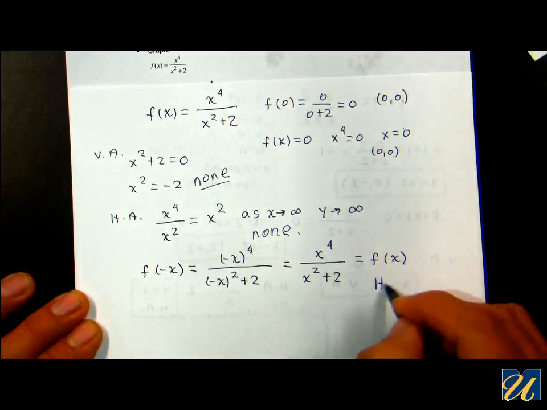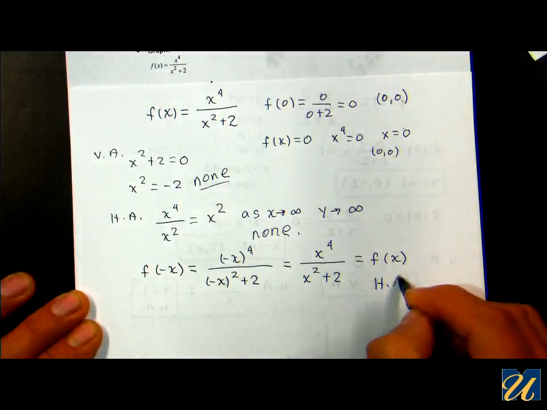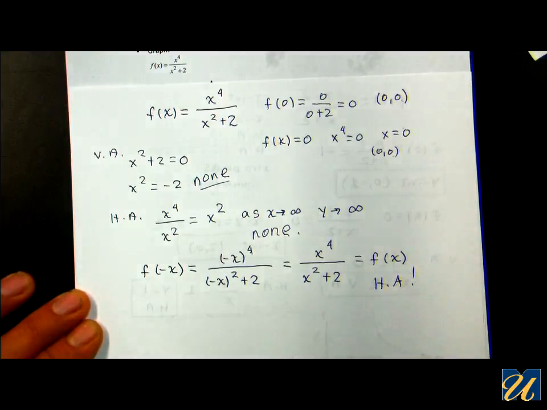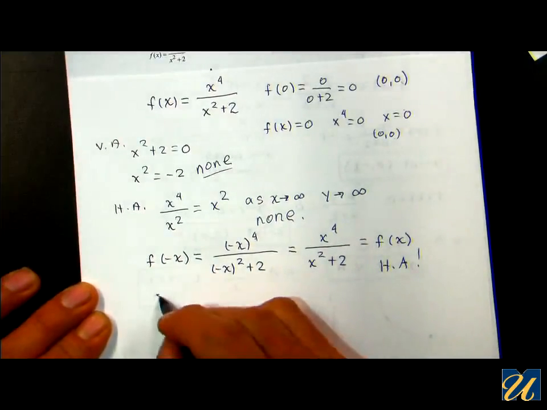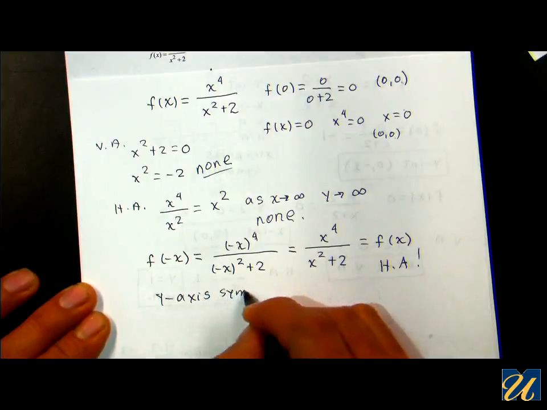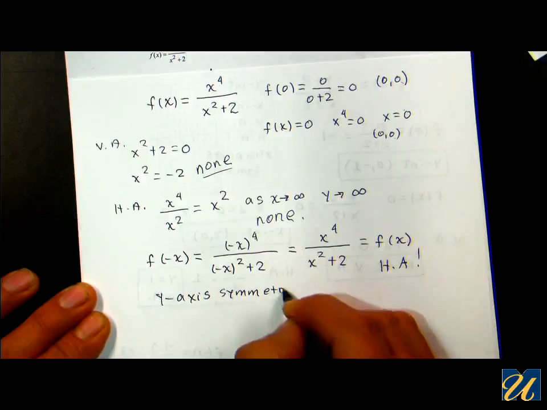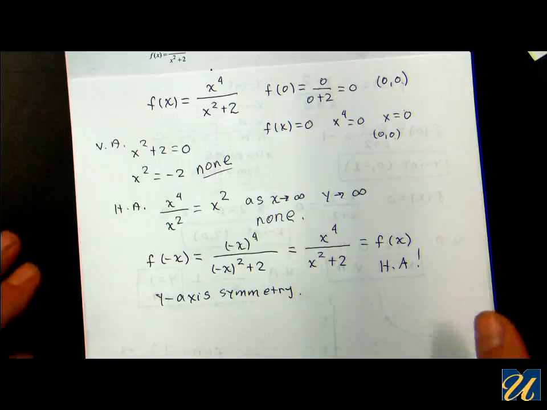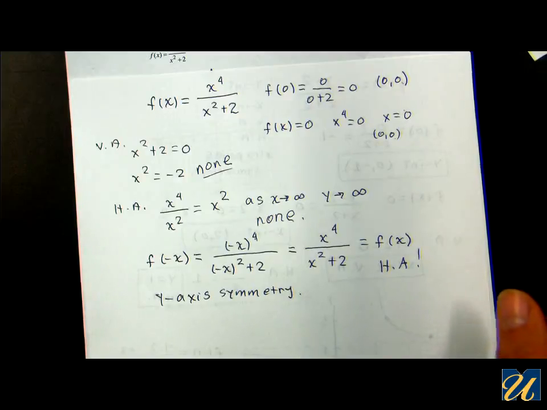Ha! I guess I don't mean horizontal asymptote. I mean, ha! We have y-axis symmetry. Because replacing x by minus x produces the same thing back. Well, if we have y-axis symmetry, then we can't have origin symmetry. Circles have both, but this is not a circle.